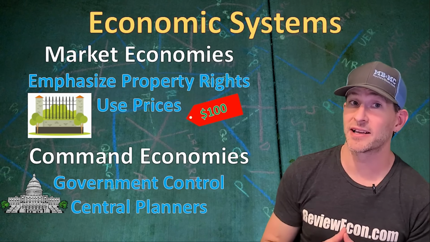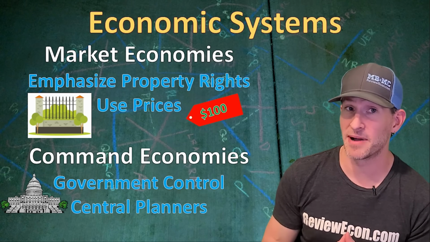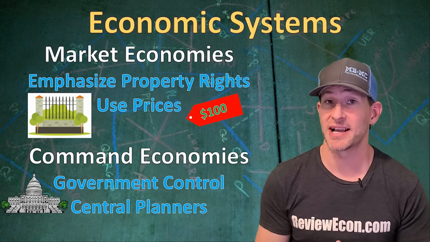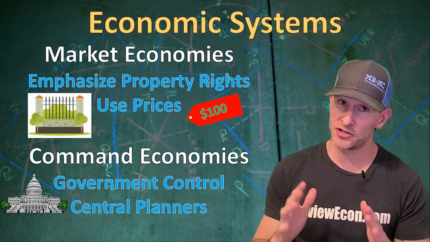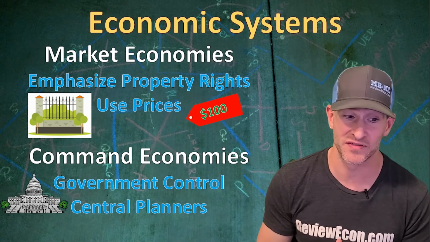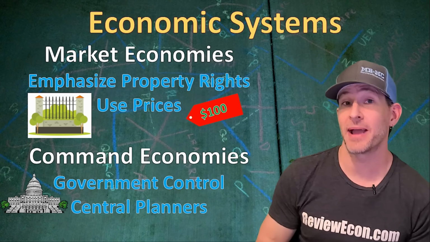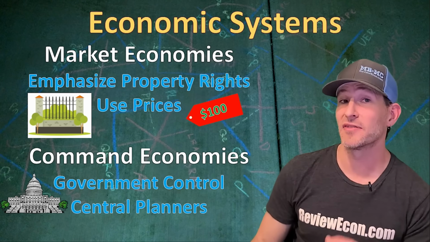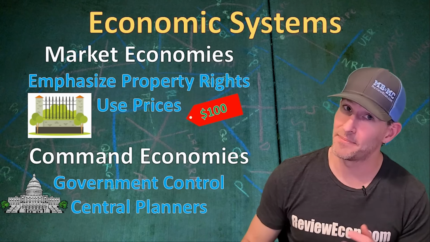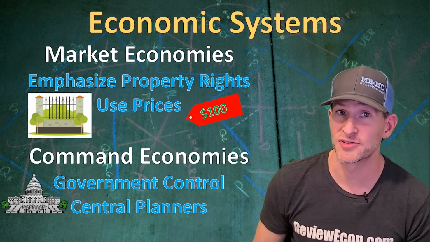We have two different types of economic systems that you need to know on the AP Microeconomics exam. The first one is market-based economies. Those emphasize private property rights and they use prices to distribute scarce resources and goods and services. The other type of economy is a command economy. In command economies, government bureaucrats allocate the resources and the goods and services. That means that the economy is run by central planners.